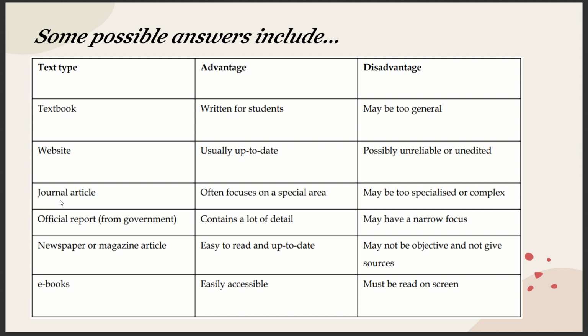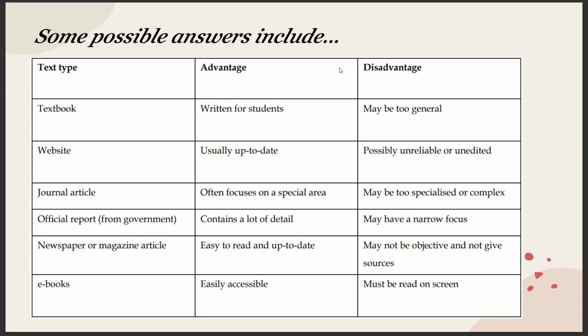What is the advantage of journal articles? Well, they often focus on a special area, meaning that if you just want information regarding only one aspect of a topic, a journal article can certainly help you. However, the disadvantage is that they may be too specialized or even too complex sometimes.